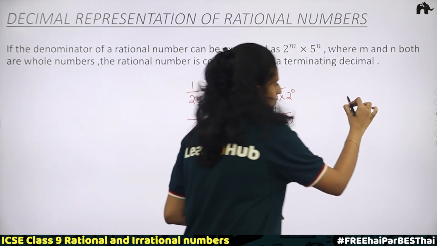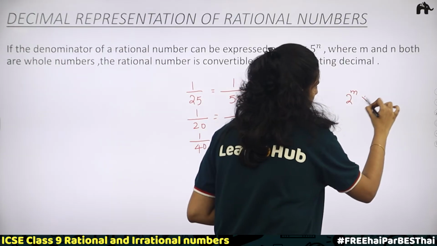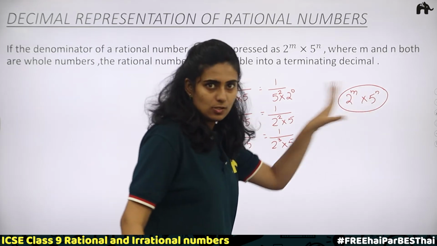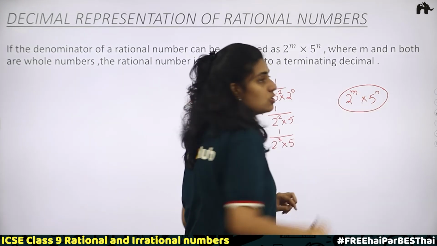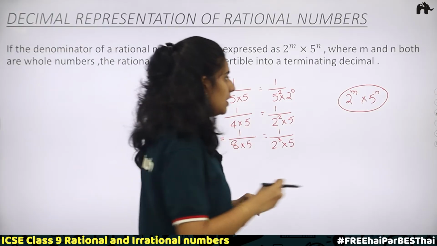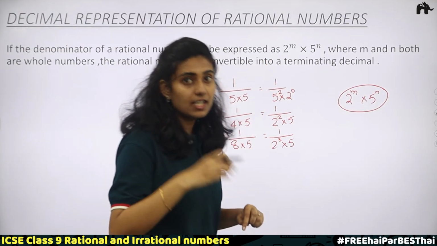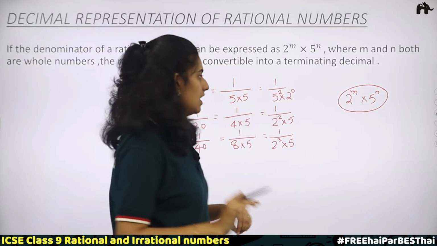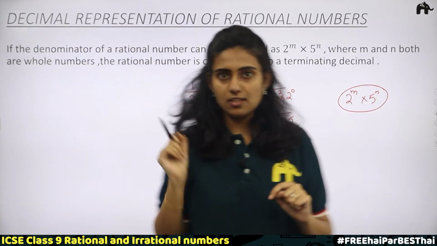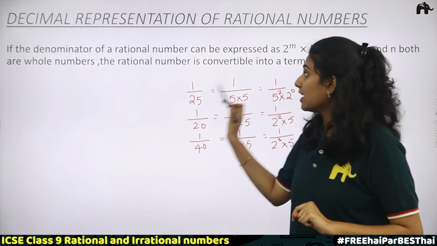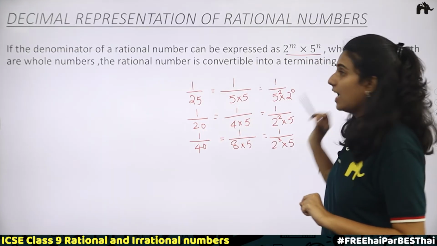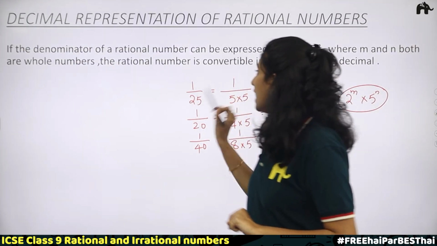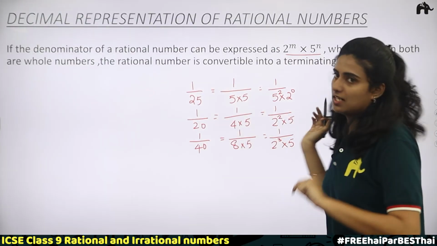Here the form is 2 raised to m into 5 raised to n. If you are able to express the denominator in the 2 raised to m, 5 raised to n form, where m and n can be any whole number, it can be 0, 1, 2, anything, then you will be getting a terminating decimal as the quotient. If the denominator of a rational number can be expressed as 2 raised to m into 5 raised to n, where m and n both are whole numbers, the rational number is convertible into a terminating decimal.